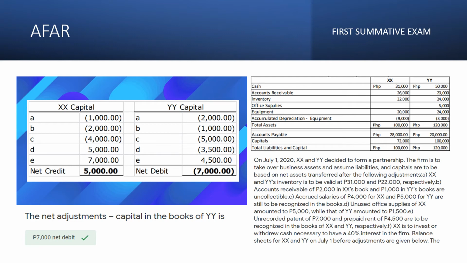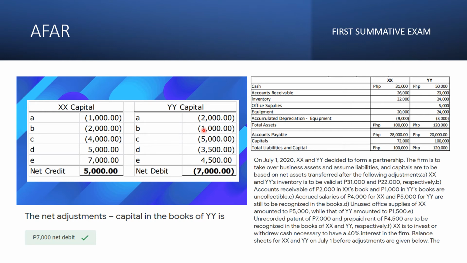For our answer, it will be a net debit of 7,000. How did we get 7,000? For YY, for detail A, the inventory is 22,000 versus 24,000, so there's a net decrease in the asset, and that is a net debit to capital of 2,000. For letter B, 1,000 accounts receivable will be uncollectible. So again, a decrease in assets, a debit to capital of YY of 1,000.